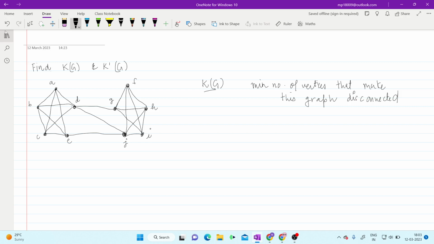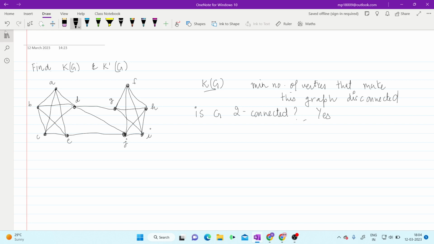So first of all, is G 2 connected? Yes. Okay. So what is the connectivity of this graph? Is G 2 connected? Yes. So basically, removing any one vertex should not affect the connectivity of this graph.